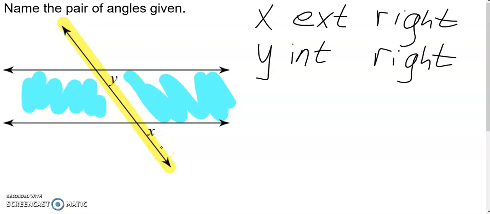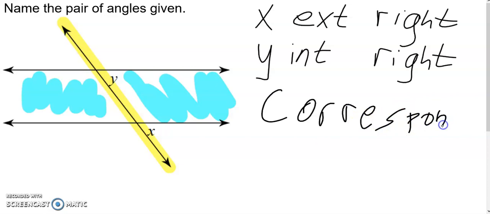Now, if you remember from your video lessons, and you should have watched the video lessons to understand these names, if they're on the same side of the transversal, they're both on the right. One is inside, one is outside. Those angles are called corresponding angles. So you would tell me these angles are corresponding.